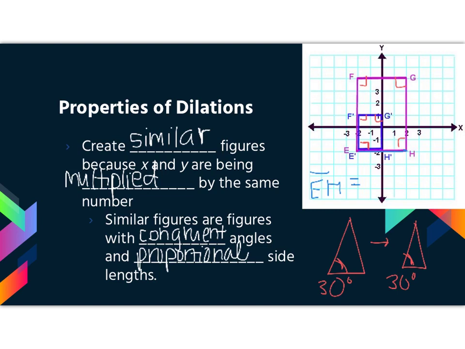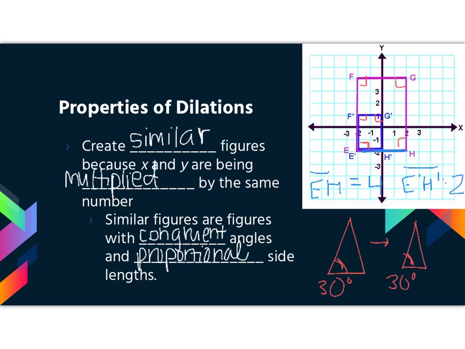It's pretty easy since it's a horizontal line. We can just count. So you have 1, 2, 3, 4. So it's 4 units long. Okay, so then we can consider the line segment E prime H prime. If you look here, it looks like it's only 2 units long.